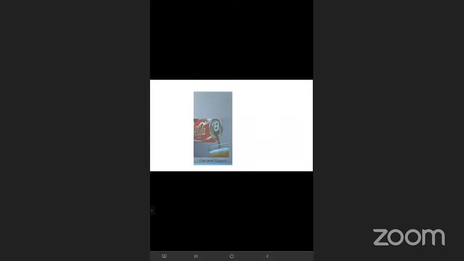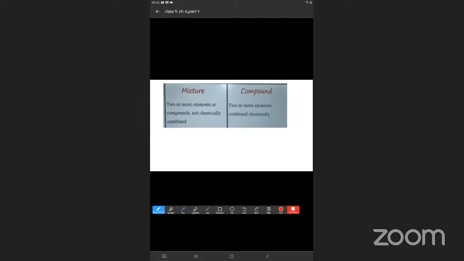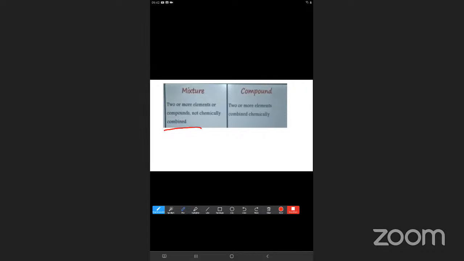So here we may have different components: solid and liquid, liquid and liquid, gas and liquid. So we may have different proportions. See here the main differences between mixtures and compounds. In mixtures, 2 or more elements are not chemically combined. In compounds, 2 or more elements are combined chemically. Take tea or oil in water as examples, and here take the example of water.